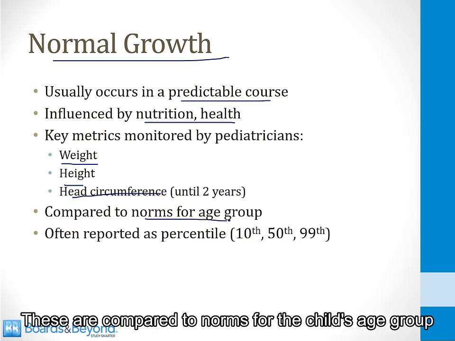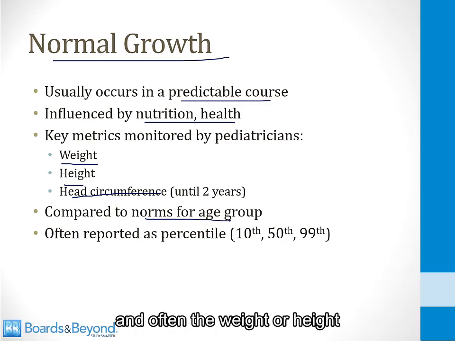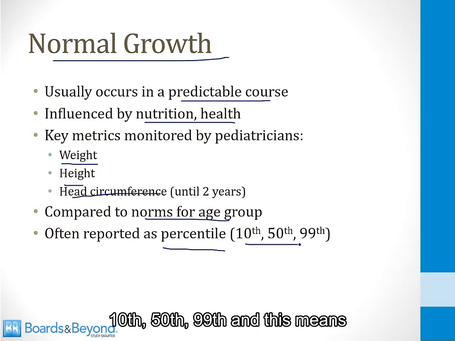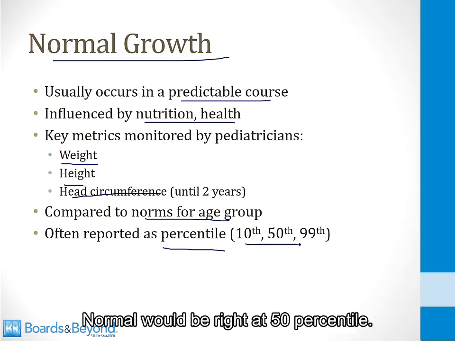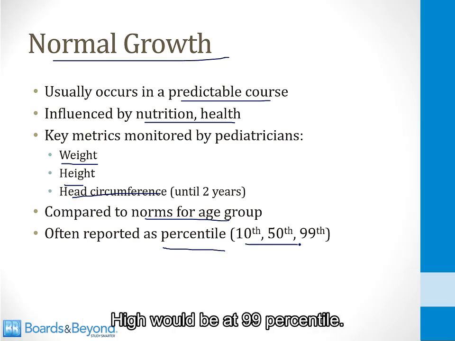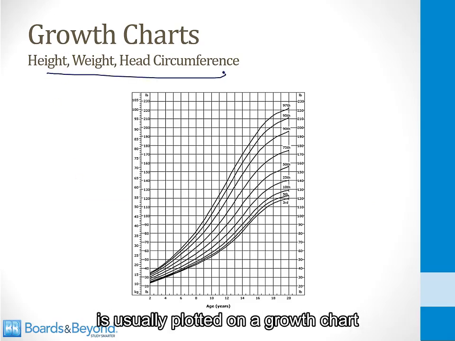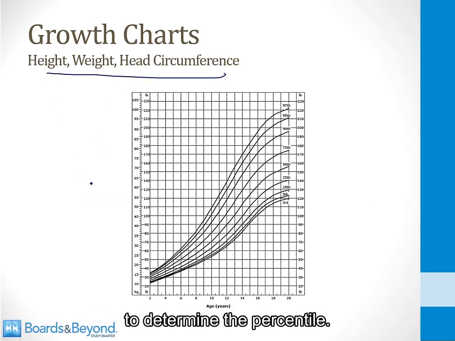These are compared to norms for the child's age group, and often the weight or height or head circumference is reported as a percentile, 10th, 50th, 99th, and this means among similar children their age, is this child normal? Normal would be right at 50th percentile, high would be at 99th percentile, and low would be at 10th. The child's height, weight, and head circumference is usually plotted on a growth chart to determine the percentile.